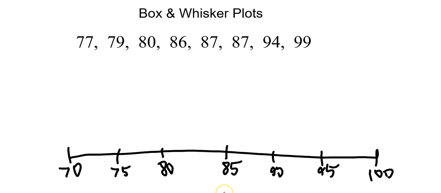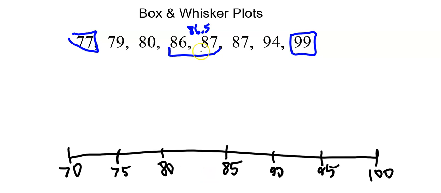So I'm going to plot, well, let me get my 5-number summary here. So I know my minimum. I know my maximum. I've got 1, 2, 3, 4, 5, 6, 7, 8. So we've got 8 terms. So in the middle are these 2 terms right here. So the median is actually 86.5, the average of those 2 numbers.